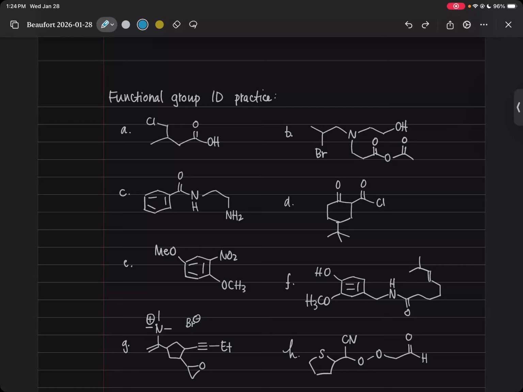In organic chemistry, we usually use the word nitriles. Cyano comes from cyanide, right? CN minus is the cyanide ion, and so that's sort of an inorganic name for it, but same thing.